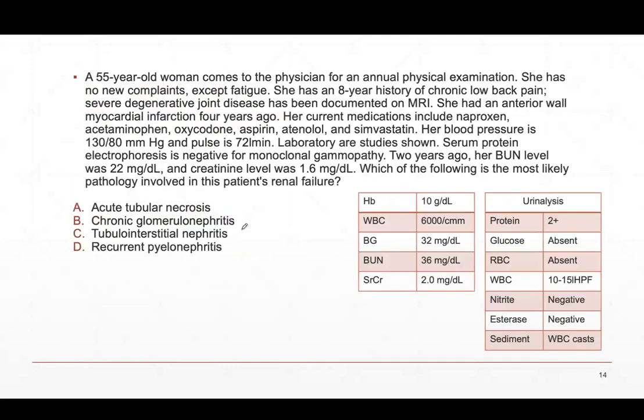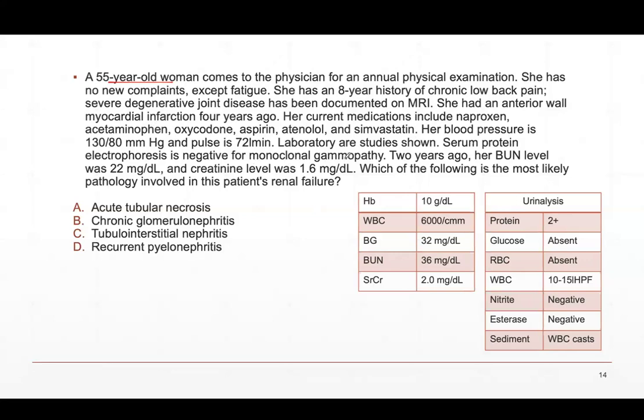Okay, next we have a 55-year-old woman coming because of an annual physical examination. She has no new complaints except fatigue. She has an 8-year history of chronic low back pain and severe degenerative joint disease that has been documented on MRI. And she had an anterior wall myocardial infarction 4 years ago. Her current medications are naproxen, acetaminophen, oxycodone, aspirin, atenolol, and simvastatin. And her blood pressure is 130/80, and her pulse is 72. Laboratory studies are shown here. Make sure you observe them well.